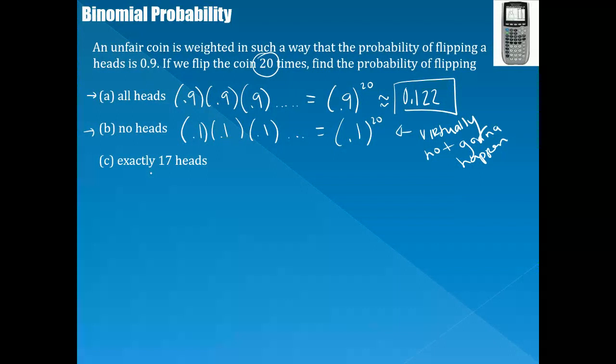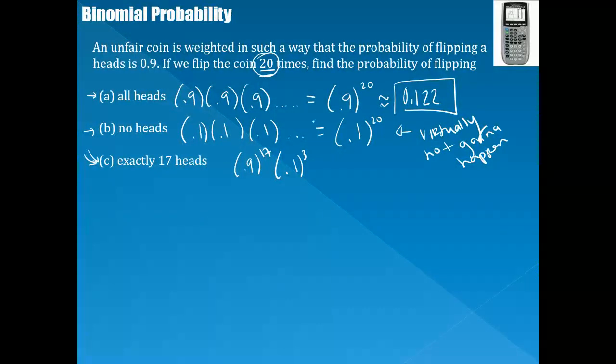So this one's a little different. If you tried it, I'd be curious what you came up with. What's the probability of getting exactly 17 heads? Well, if we relate it to what we just did in A and B, maybe you have something written on your papers that looks something like this: 0.9 to the power of 17 times 0.1 to the power of 3. You're flipping it 20 times still. 17 are heads, 3 are tails.